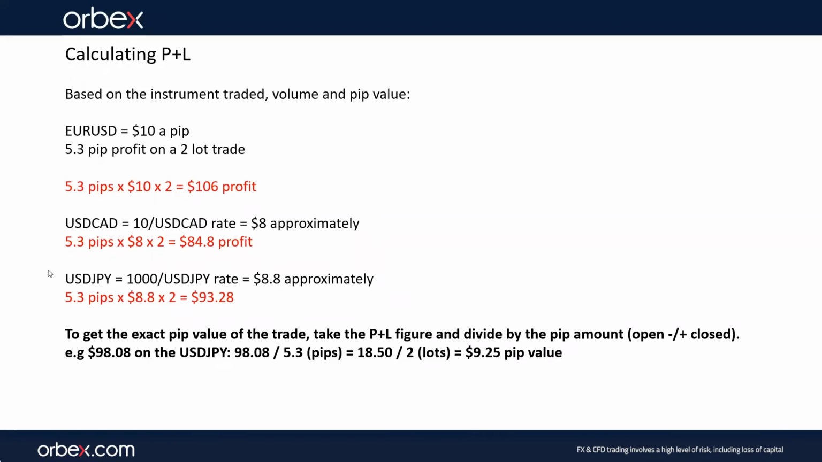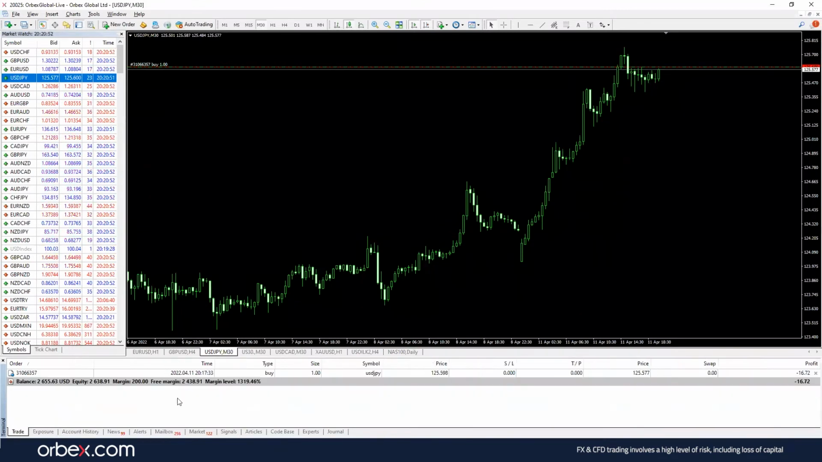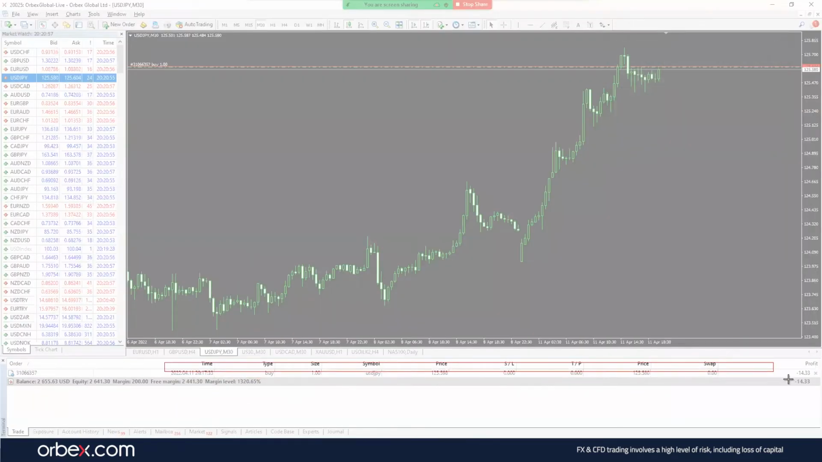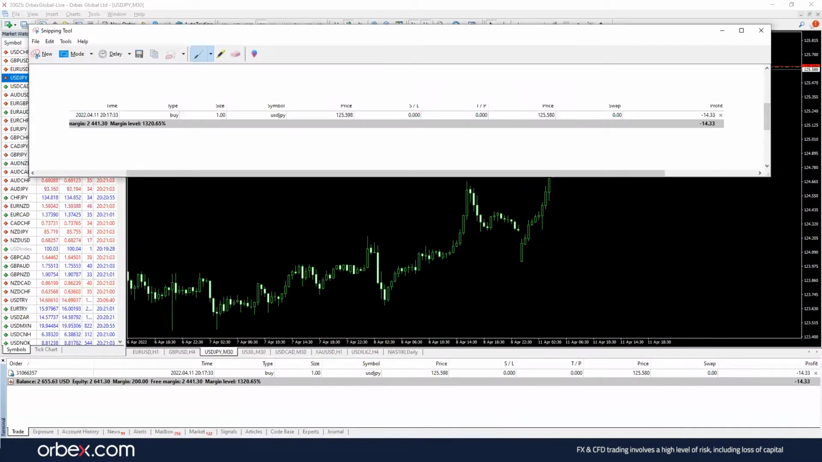And also on dollar yen, again, we need to find out what that pip value is. 1,000 divided by the dollar yen rate, which is approximately $8.80. So again, based on that pip amount that I've won, 5.3 pips, times the pip value, times two lots, which means 93.28. So I want to give you just a live example of that, because that's why I opened this trade. So I'm just going to freeze this and take a quick screen grab, just so it's a lot easier.